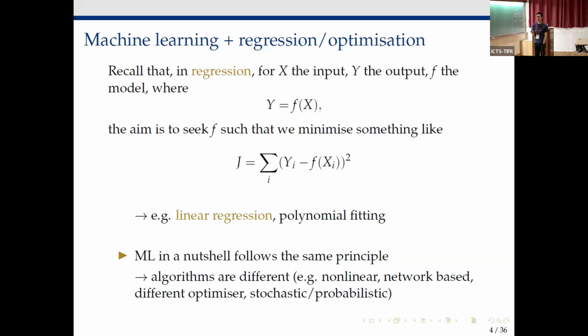Machine learning, in a nutshell, follows the same principles. The algorithms are different, and the models you end up with could be different. They could be non-linear, they could be network-based, they could use different optimizers, they could be stochastic, probabilistic, whatever. Ultimately, the way you should think about it is that it provides you a mapping from the input to the output. It's just getting a mapping.